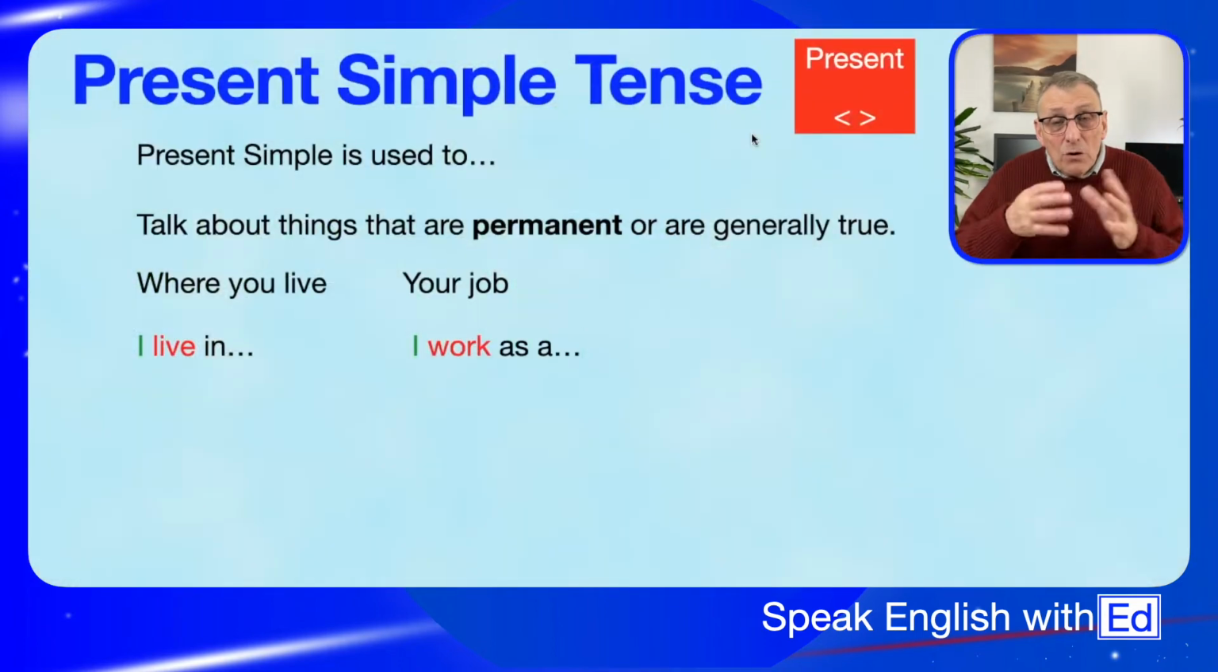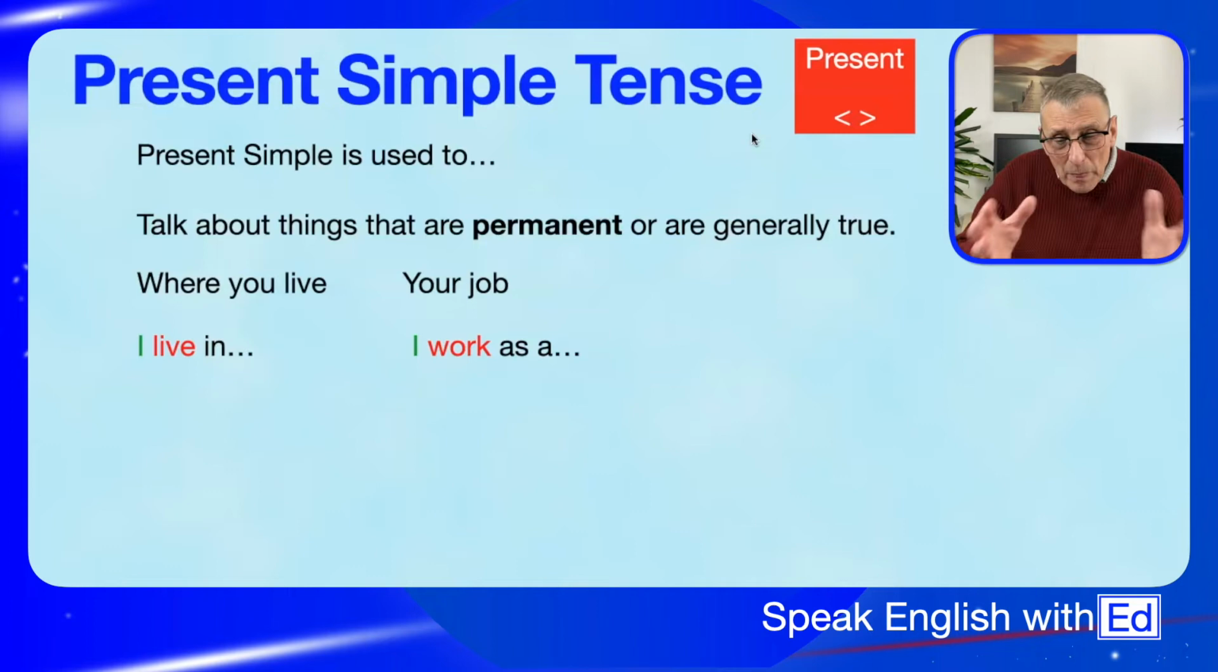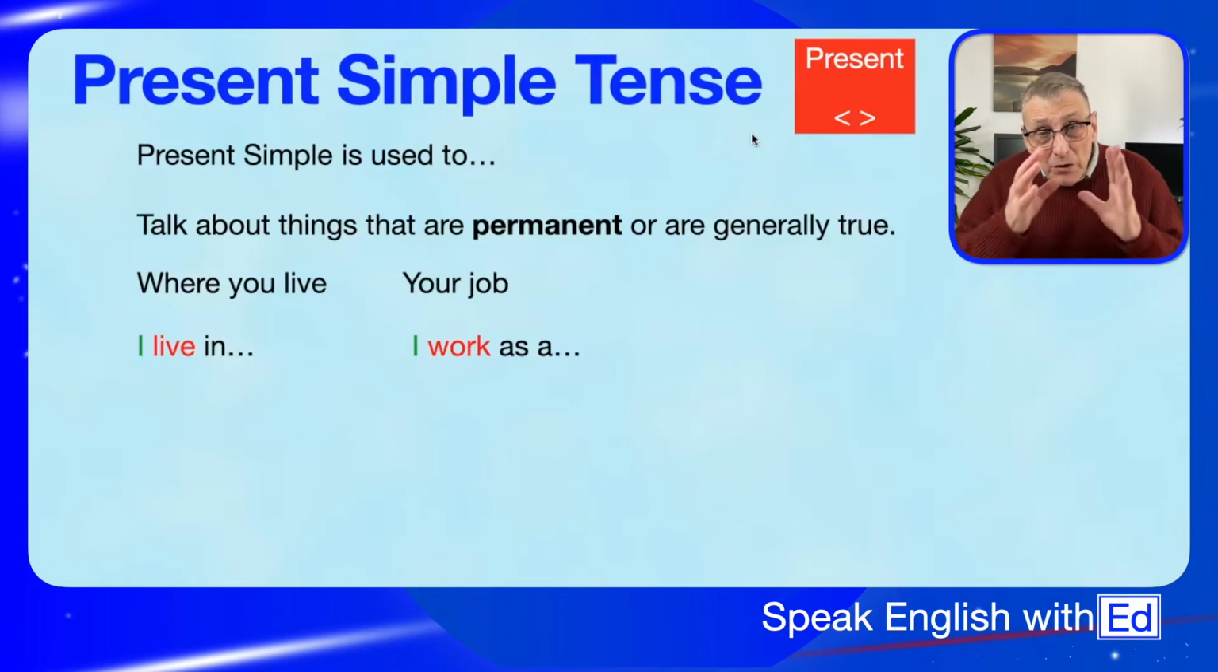The same with your job. You can say, I work as a hospital nurse. I work as a teacher. I work as a dentist, a carpenter. You can put what you want at the end, but "I work" is the present simple tense that we're talking about.